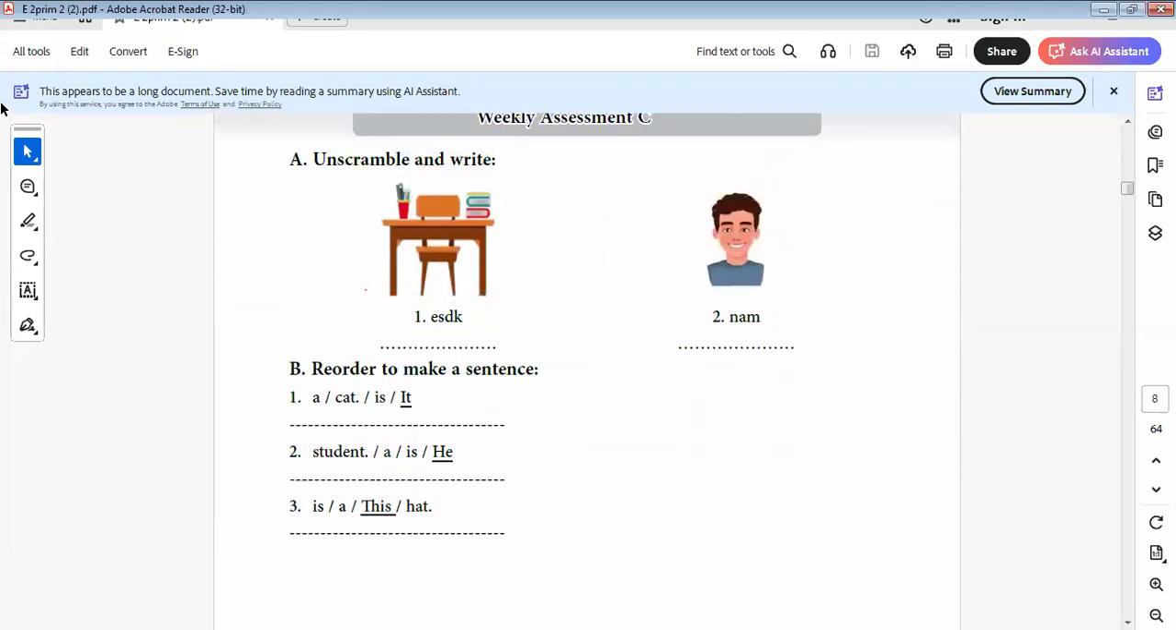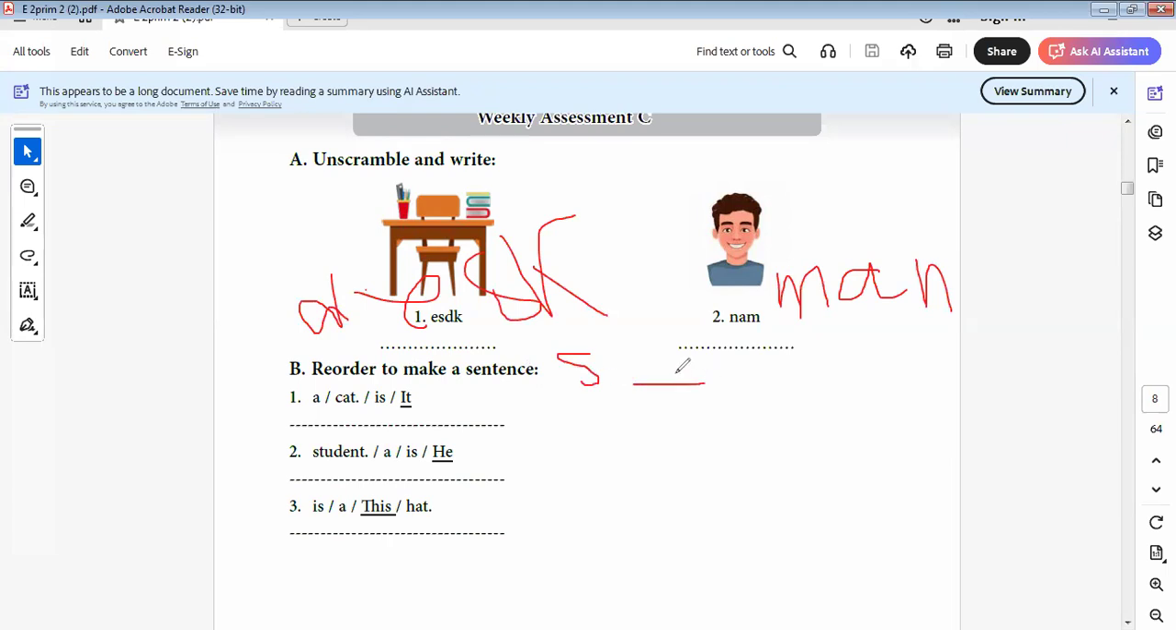Here we have, what is this? It's a desk. So I write here desk, like this. It's called desk. And this is called man, to be written like this. How can I write it? Here is subject plus verb plus object. So the answer will be: it's a cat.